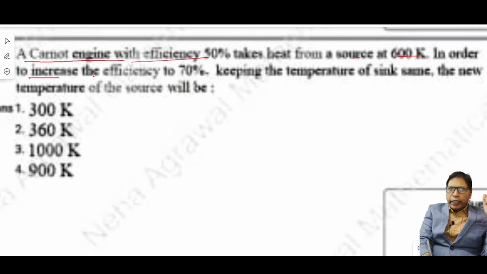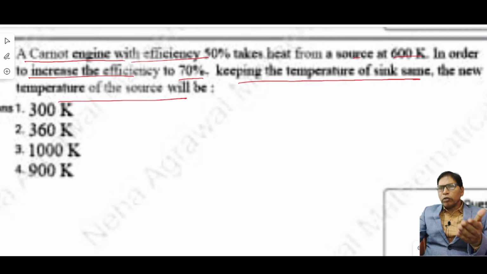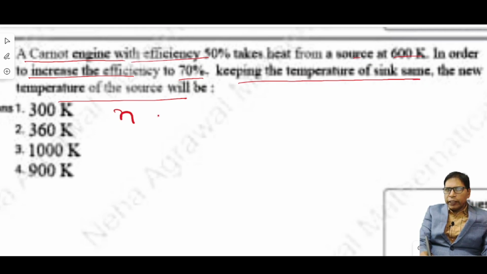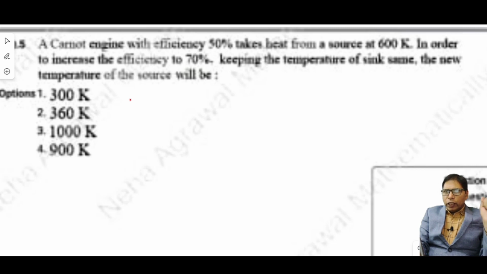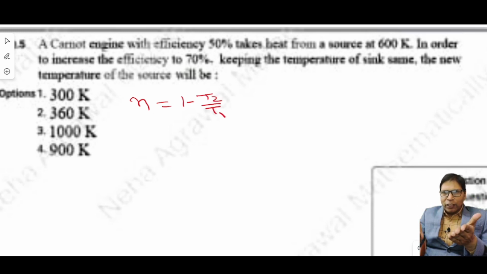In order to increase the efficiency to 70%, keeping the temperature of the sink the same, find the new temperature of the source. Now, we have to calculate the temperature of the sink. Efficiency eta equals 1 minus T2 by T1, where T2 is the temperature of the sink and T1 is the temperature of the source.